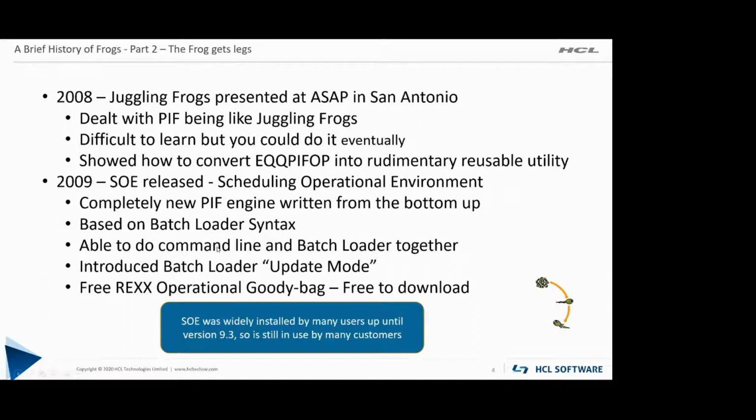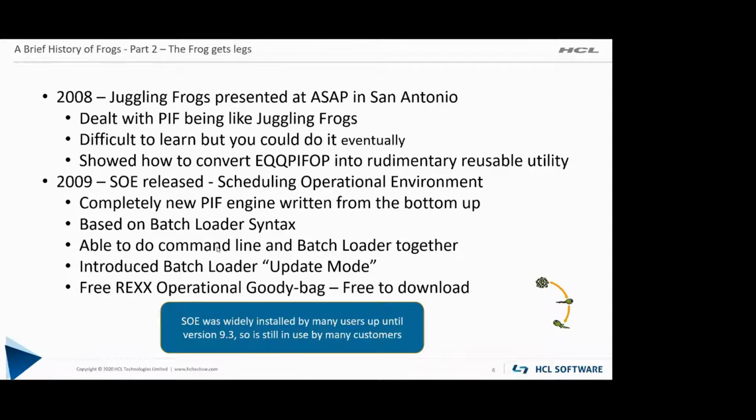In 2008, I made a presentation called Juggling Frogs at ASAP in San Antonio, the big TWS conference in America. It basically paralleled using the PIF to juggling frogs, which was difficult to learn, but you could do it eventually. In that presentation, I showed how to convert EQQ PIF-op into a rudimentary reusable utility. And the following year, we released that utility as SOE.